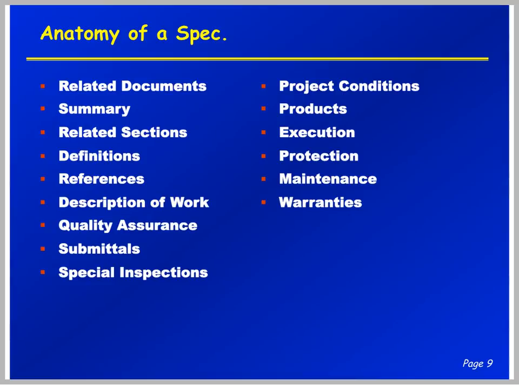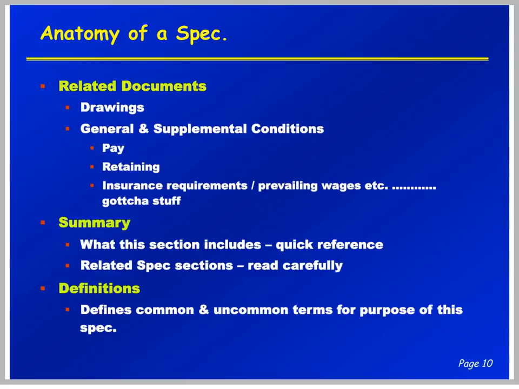Most specifications are broken down into these basic categories: related documents, a summary, related sections, definitions, references, all the way over to warranties. We'll take a moment here next and look at each one of these. Related documents is where they pull in all the rest of the specifications and all the drawings. For instance, pay, retainer, insurance requirements, prevailing wages, and I call it a whole lot of gotcha stuff.